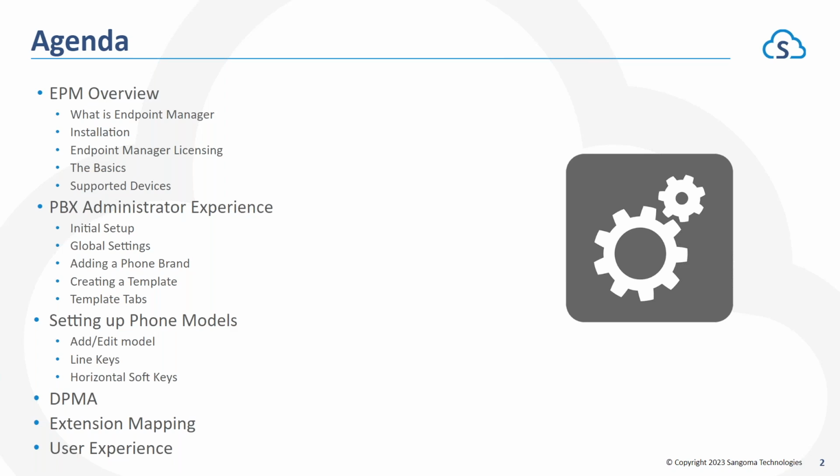introduction to the main global settings, how to add a brand, how to create a template in EPM, as well as the individual components in the EPM template process. We'll see how to set up some phone models with different models and the different line and soft key configurations. We'll discuss DPMA, the desktop phone module for Asterisk. We'll see how extension mapping works in EPM. And then hopefully, if there's time, we'll go into the user experience on UCP.